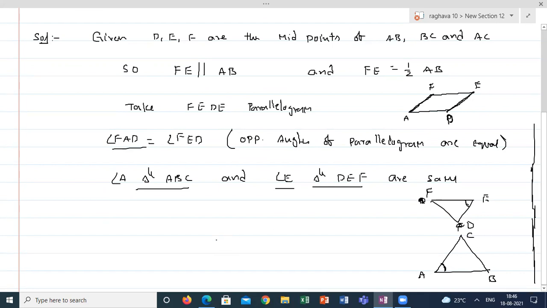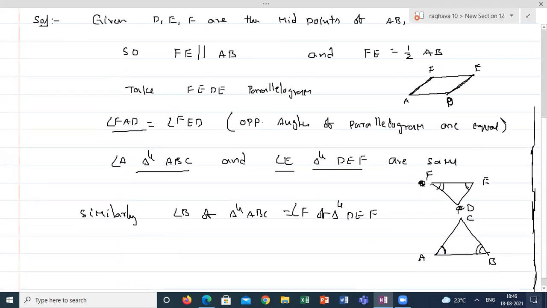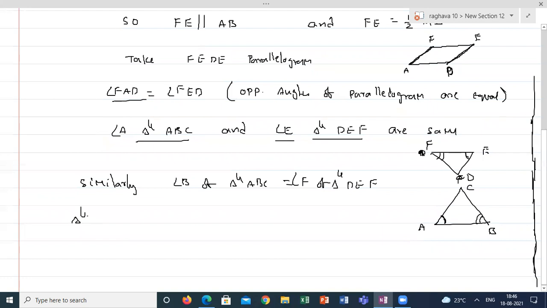Now, if I am able to prove one more angle is the same, similarly, if I am taking another parallel side, I can prove angle B of triangle ABC is equal to angle F of triangle DEF. So from here I can say triangle ABC is similar to triangle DEF from the angle criterion, angular similarity.